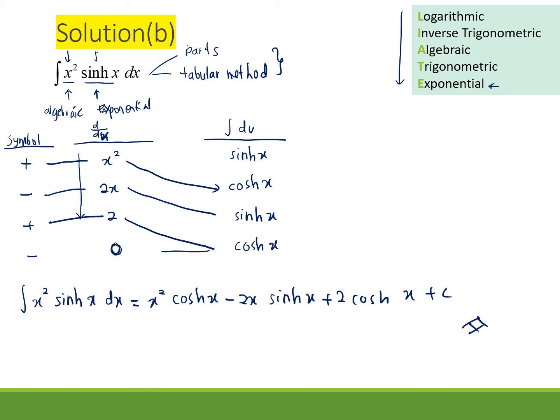Or you can simplify this, since we get the same function here: 2 plus x squared, cosh of x, minus 2x, plus c.